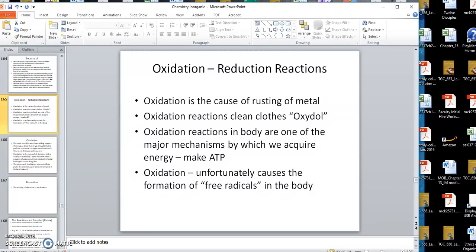Okay, now we're going to talk about oxidation reduction reactions. Oxidation is a cause, for example, of rusting of metal. Oxidol, which is based upon oxidation, helps clean clothes. We have many oxidation reduction reactions going on in the body. Sometimes these can go astray, and that's the basis of free radicals.